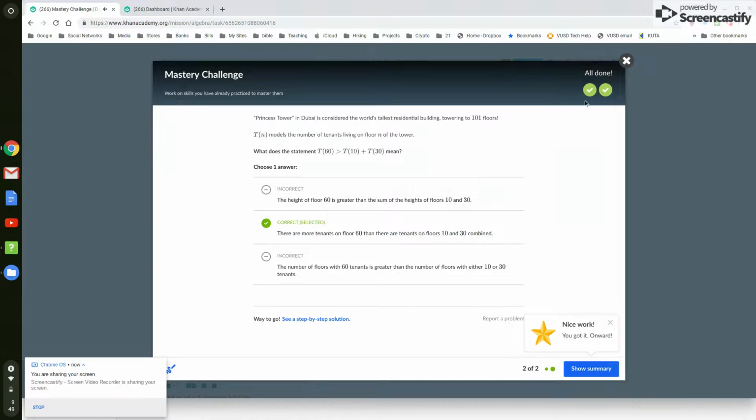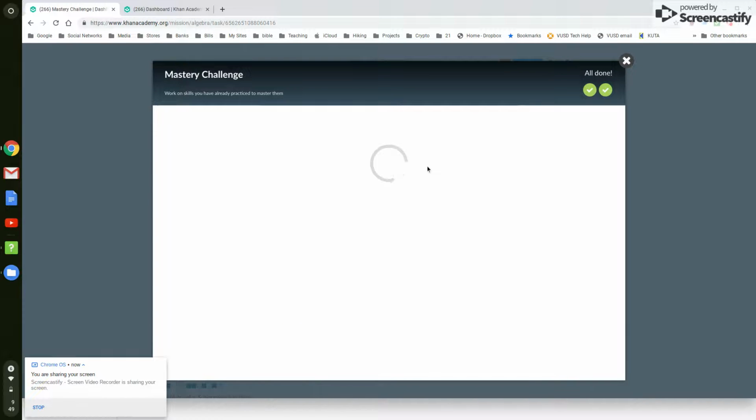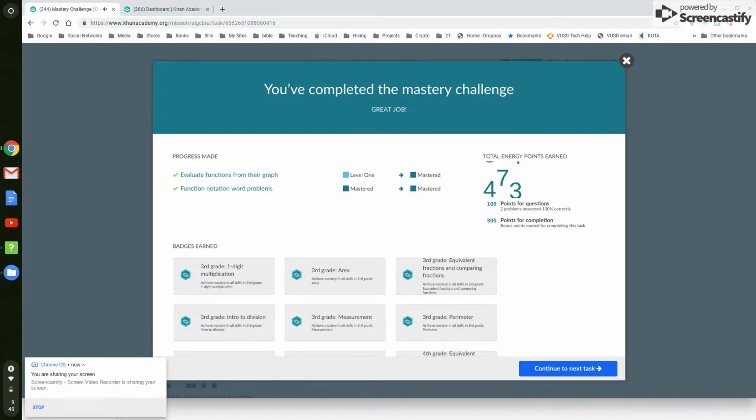Okay, so I got both of those correct in my mastery challenge. I'm going to hit show summary, and this is where it's going to tell you what happened to those skills. Let's see what happened. It may take a little bit of time. Processing. Okay, and you'll see here what it gave me.